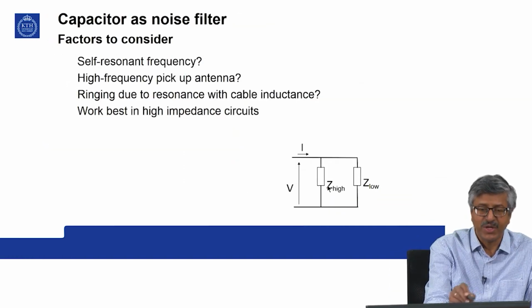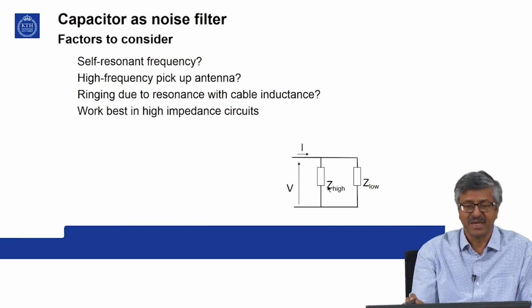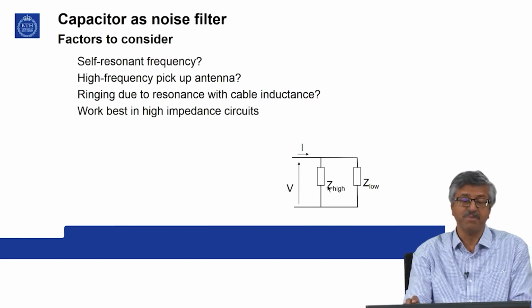One is the self resonance frequency of the capacitor. The operation should be below that frequency. Then, since a capacitor is kind of a high impedance element, along with the leads, it can act as a pickup antenna for high frequency ambient noise. So, one has to be aware of that, and there can be ringing due to resonance with cable inductance if a cable is used in connecting this capacitor. Then it works best in high impedance circuits.